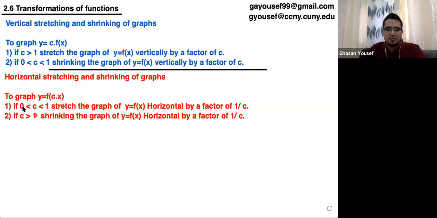As we see, number 1 and 2 here are opposite. For the vertical case, if c is greater than 1, we do stretching, but for the horizontal case, if c is greater than 1, we do shrinking. And the same thing: if c is between 0 and 1 here, we do shrinking, but here, if c is between 0 and 1, we do stretching.